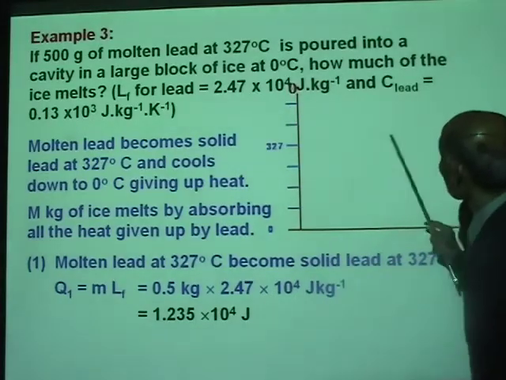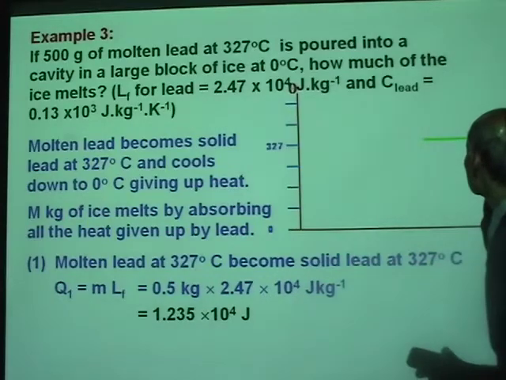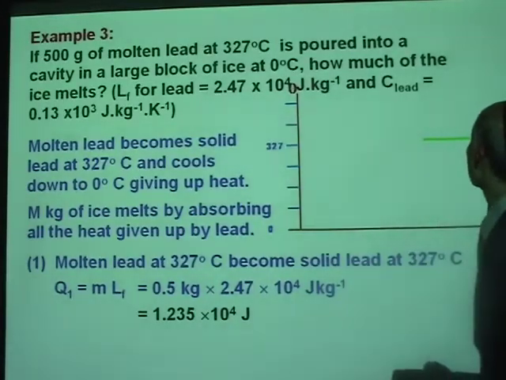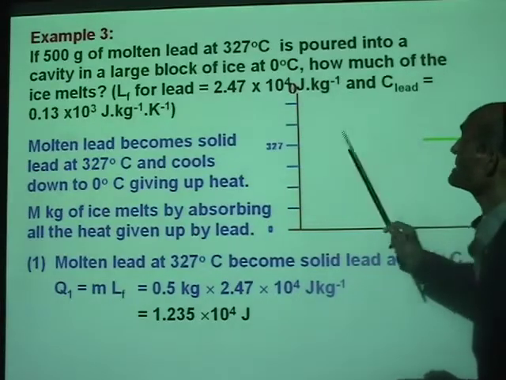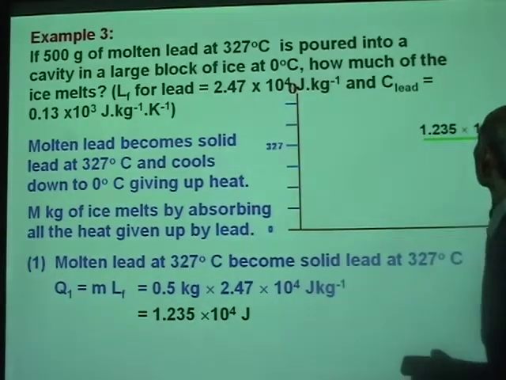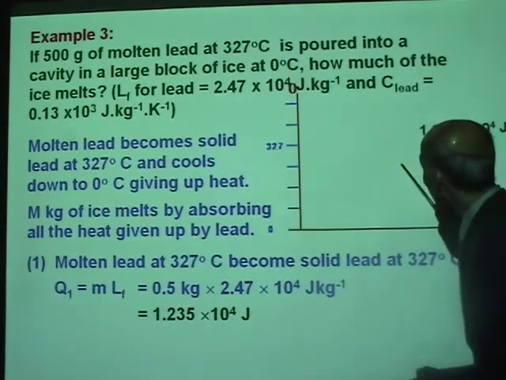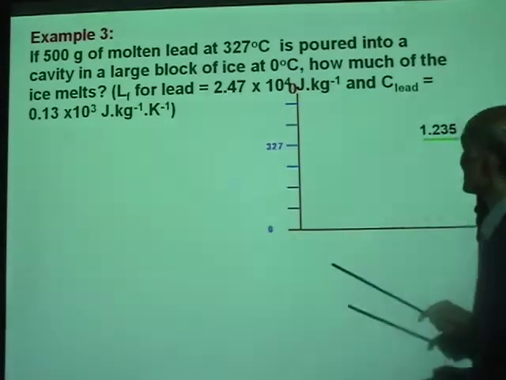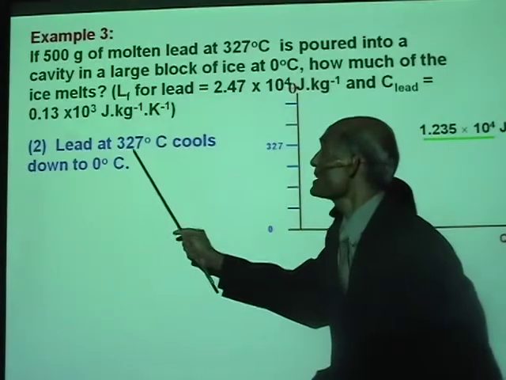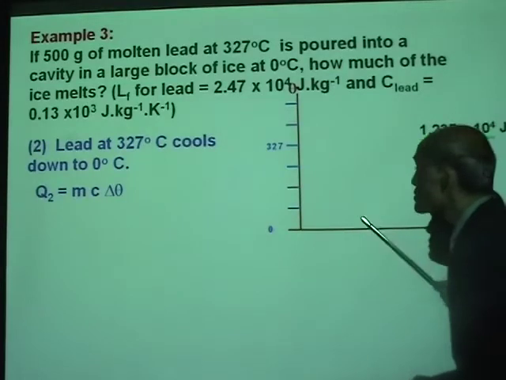Can you represent that on the graph? There you are. Here where I'm pointing, all the lead is melted. This is melted or liquid lead at 327 degrees Celsius. And all that liquid lead is now solid lead here, giving out that much heat. This is the amount of heat given out. And now what's going to happen is lead at 327 is going to cool down to 0 degrees Celsius. There's a change in temperature.